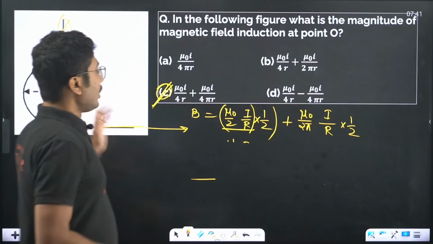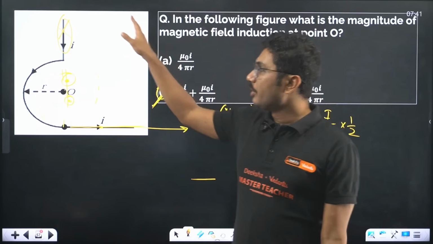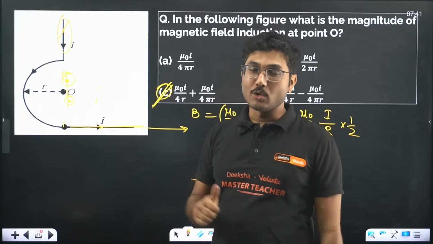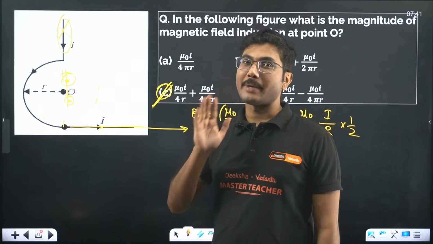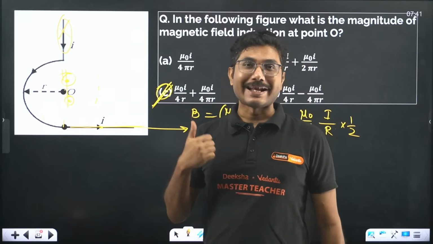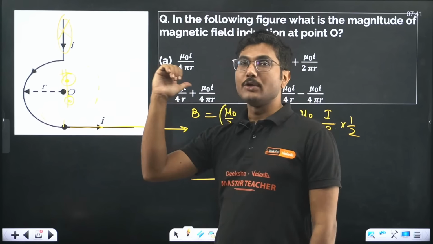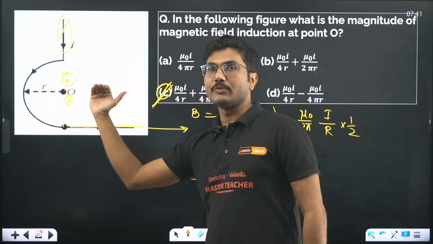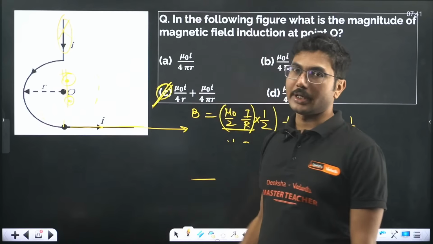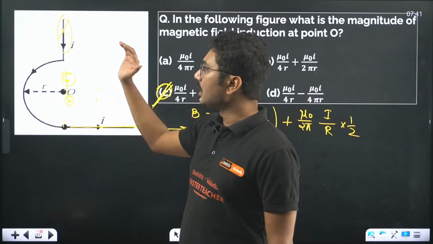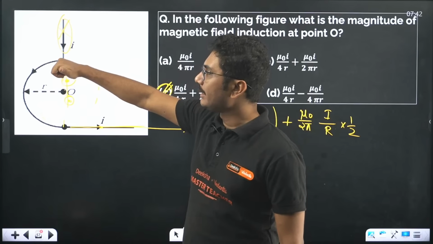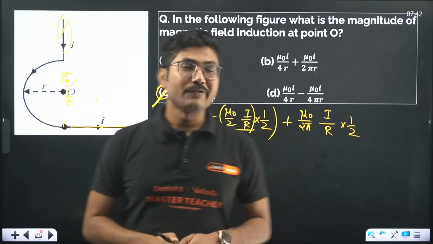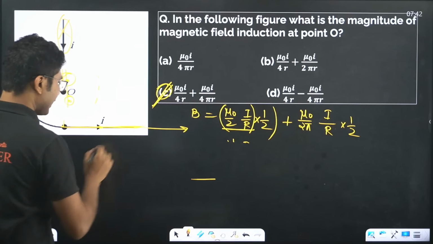Next, when you are calculating magnetic field due to a current carrying wire, how do you find the direction of the magnetic field? Direction of magnetic field is important. For a straight wire, you take your thumb in the direction of current, then your fingers will point in the direction of the magnetic field. For a circular wire, you curve your fingers in the direction of current, then your thumb will point in the direction of magnetic field.